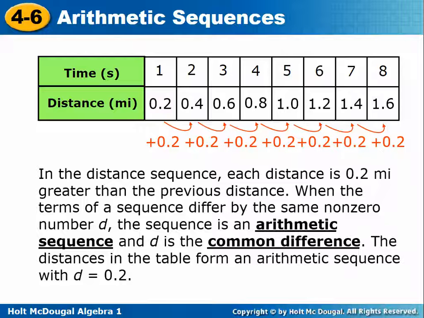So what we call this is an arithmetic sequence because the terms of the sequence differ by the same number d. We call that 0.2, that is our d, our common difference. It's an arithmetic sequence because there is a common difference between each of the terms.